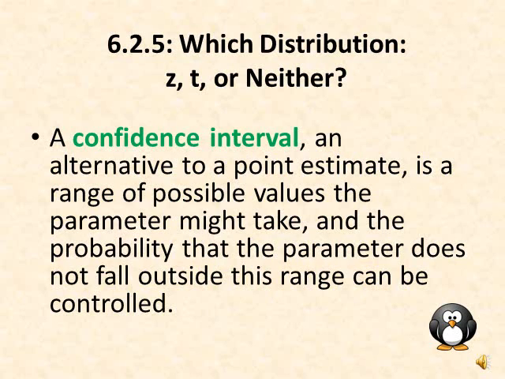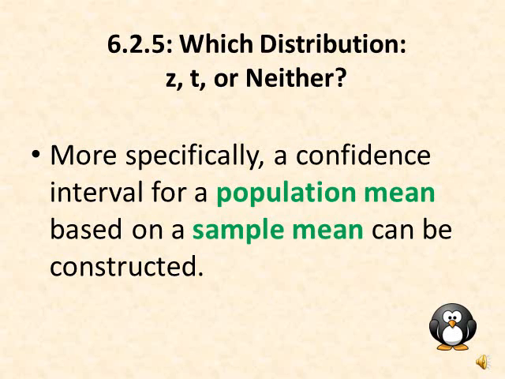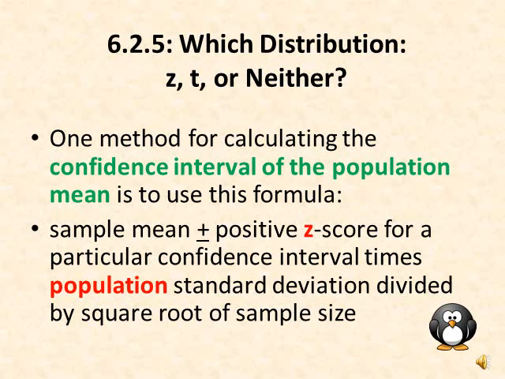A confidence interval, an alternative to a point estimate, is a range of possible values the parameter might take, and the probability that the parameter does not fall outside this range can be controlled. More specifically, a confidence interval for a population mean based on a sample mean can be constructed. One method for calculating the confidence interval of the population mean is to use this formula: the sample mean plus or minus the positive z-score for a particular confidence interval times the population standard deviation divided by the square root of the sample size.